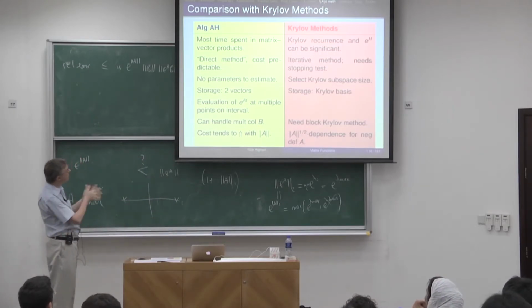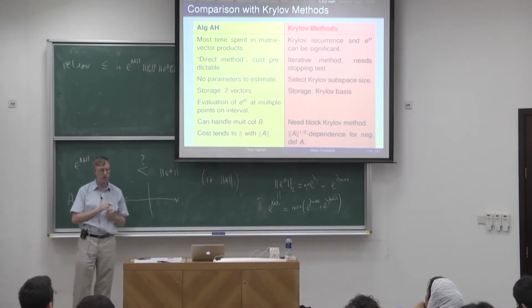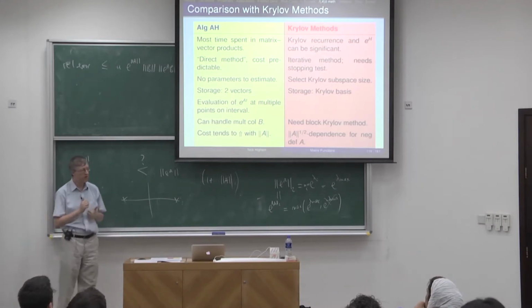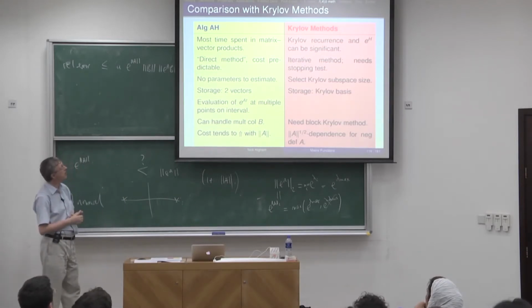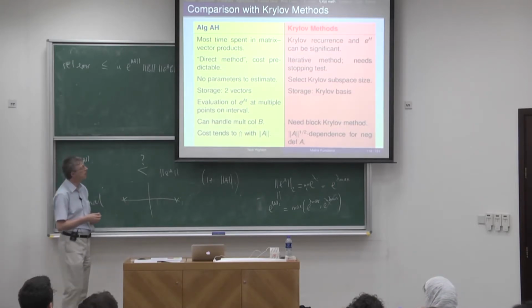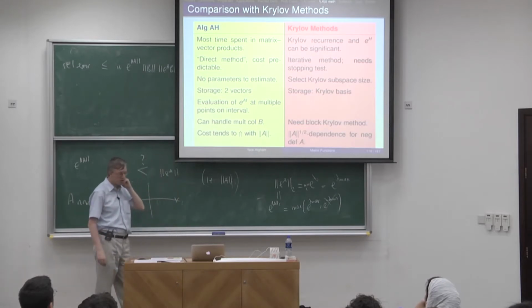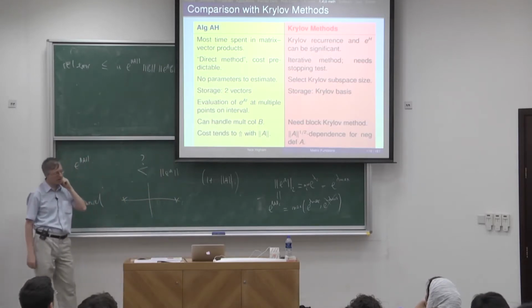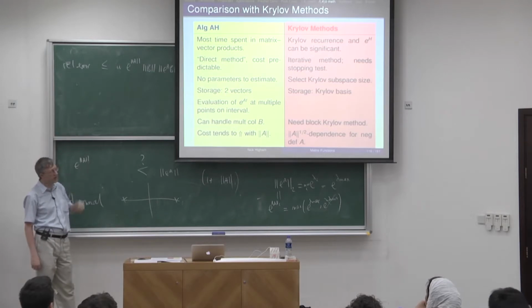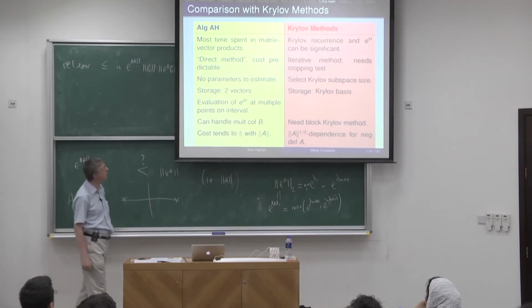So the algorithm I've been talking about, if you look at the algorithm itself, clearly the dominant cost is matrix times vector. So if you profile the algorithm in MATLAB, indeed most of the time is spent in matrix vector products. Krylov methods have to do other things. They've got to build the Krylov recurrence, they've got to compute e to the H, and from my experience with the codes I've been using in these tests, those costs can be significant. So it's not just the matrix vector product that governs the runtime of a Krylov method.